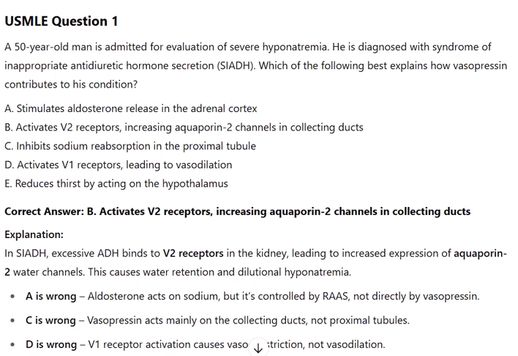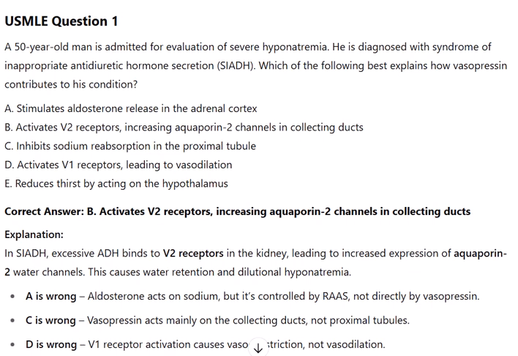A. Stimulates aldosterone release in the adrenal cortex. B. Activates V2 receptors, increasing aquaporin 2 channels in collecting ducts. C. Inhibits sodium reabsorption in the proximal tubule. D. Activates V1 receptors, leading to vasodilation. E. Reduces thirst by acting on the hypothalamus.